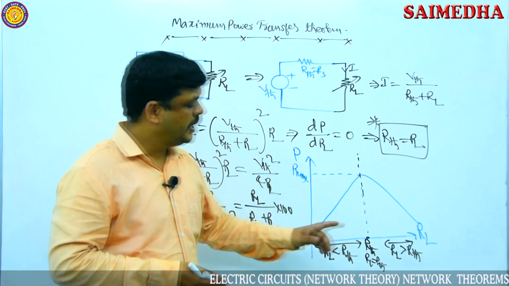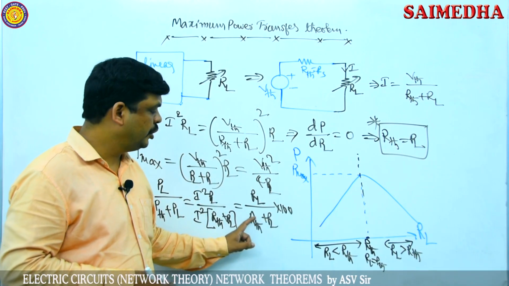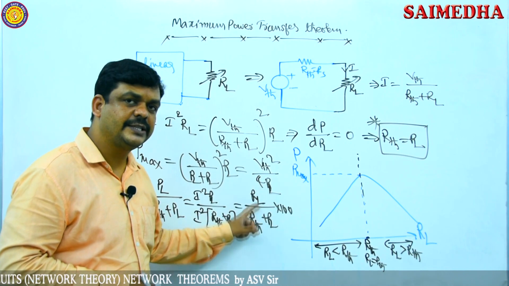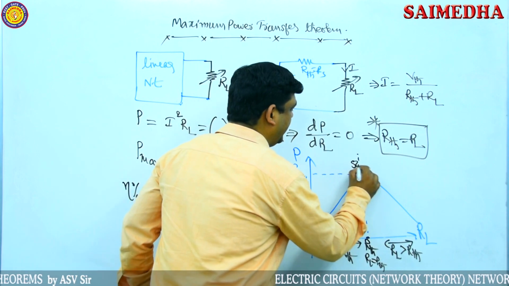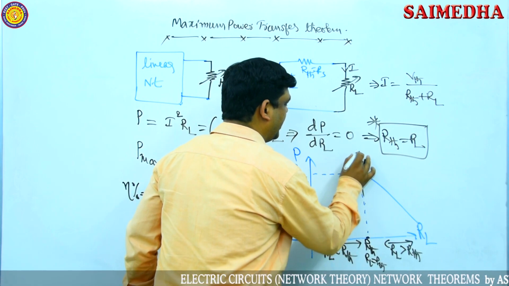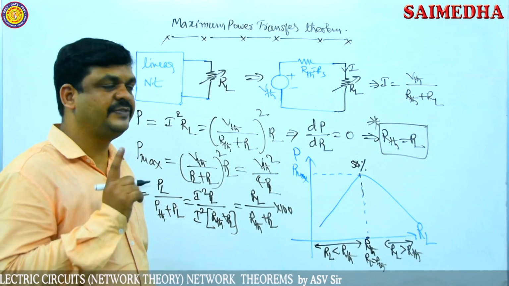Both are equal. RL is equal to RThevenin, so substitute RL equal to RThevenin. Both are equal, 2 into RL. RL cancels. 1 by 2 into 100 gives 50%. So exactly the efficiency is 50% at RL equal to RThevenin. When RL is equal to RThevenin, efficiency is 50%.